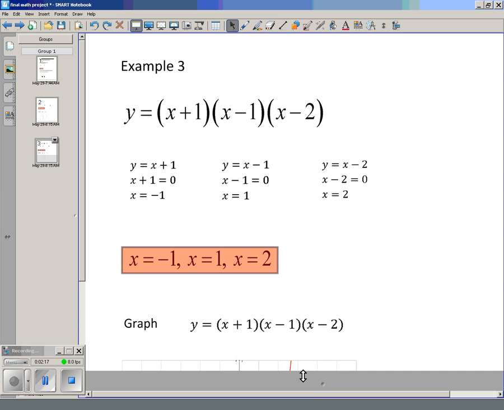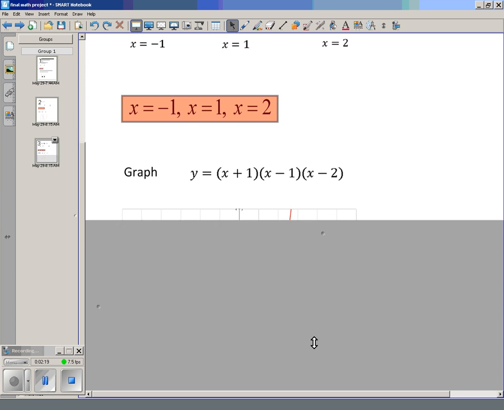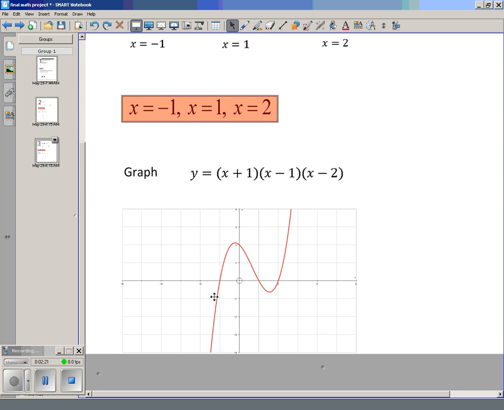Finally, to graph this function, plot negative 1, 1, and 2 on the x-axis, and draw a positive line that goes through each of these points. And that's all there is to it.